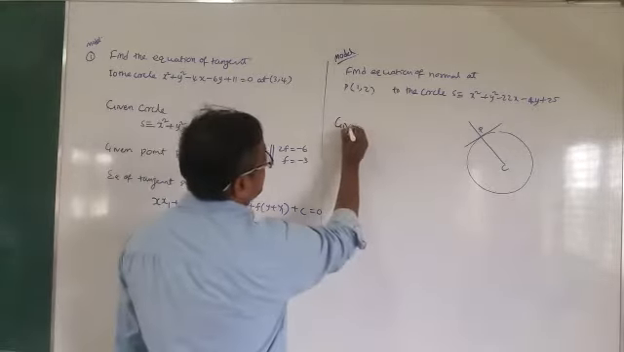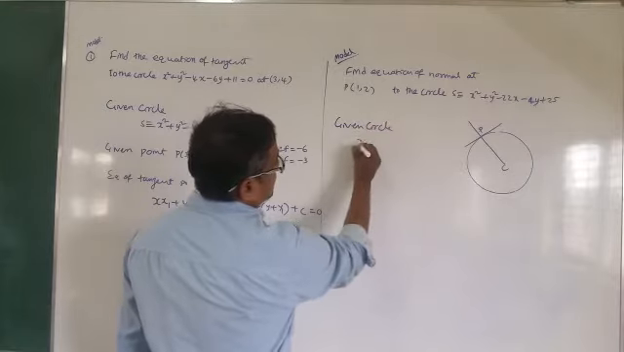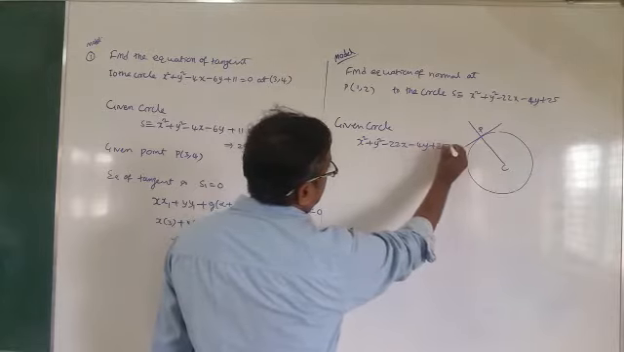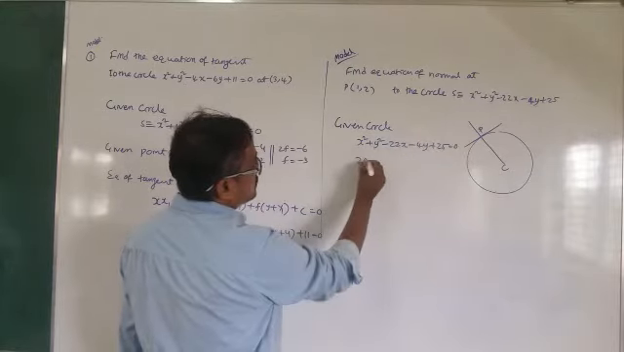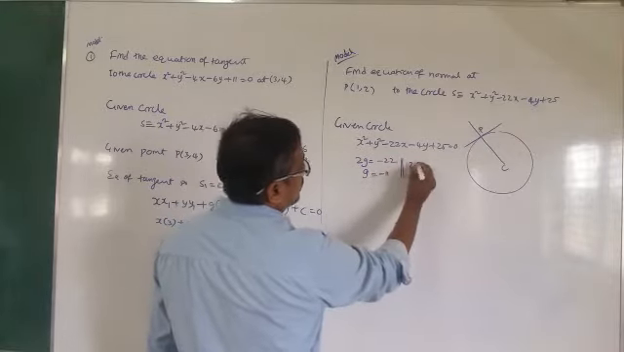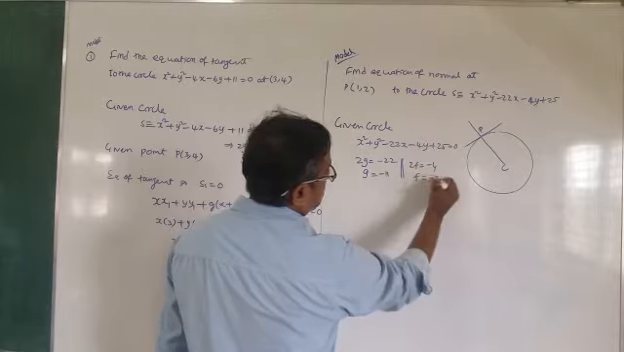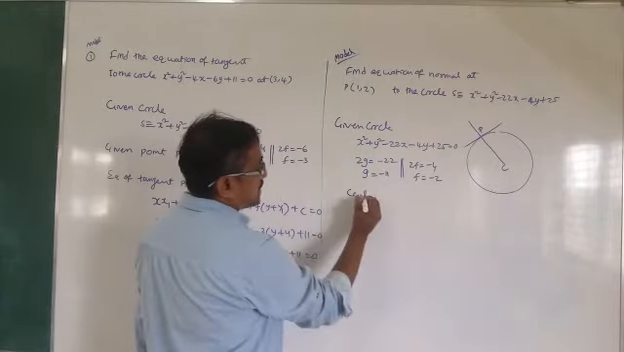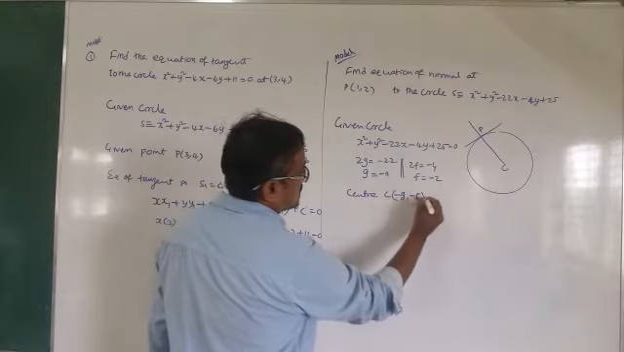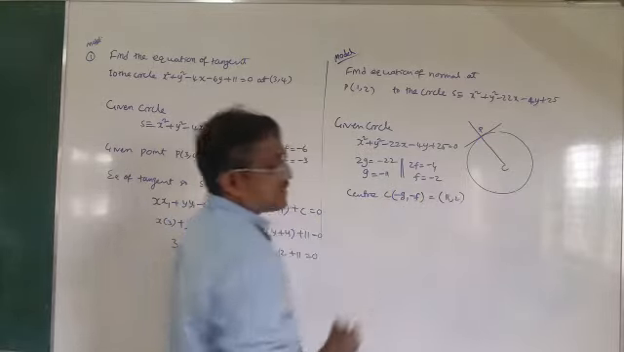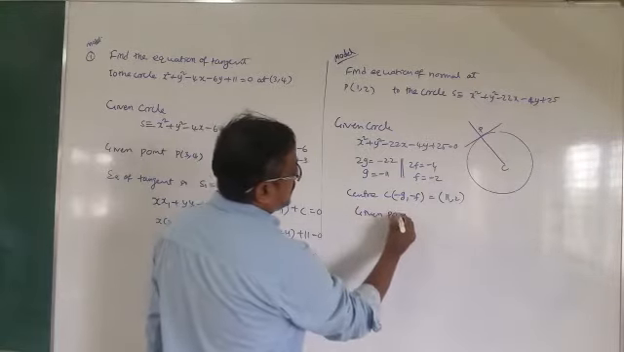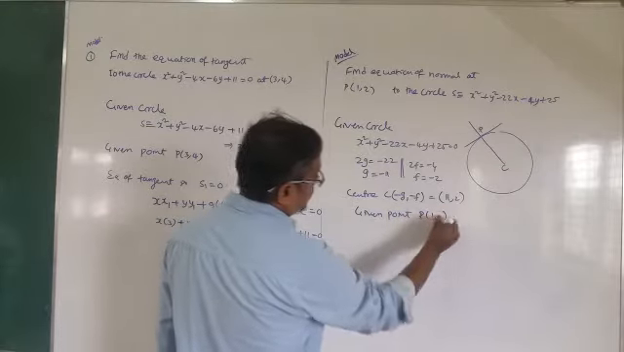So given circle x square plus y square minus 22x minus 4y plus 25 equal to 0. So 2g is equal to minus 22, g is equal to minus 11, 2f is equal to minus 4, f is equal to minus 2. So center C is minus g comma minus f, that is 11 comma 2. And given point P 1 comma 2.